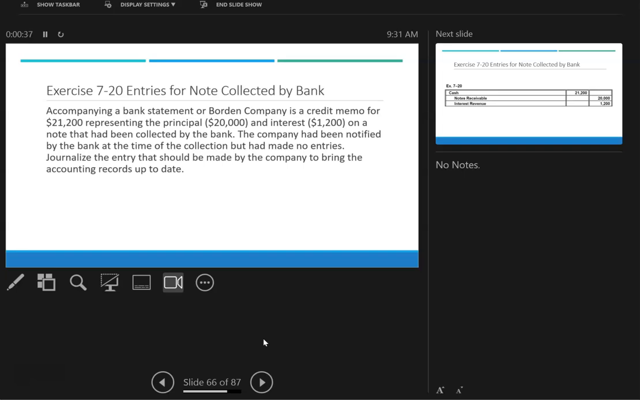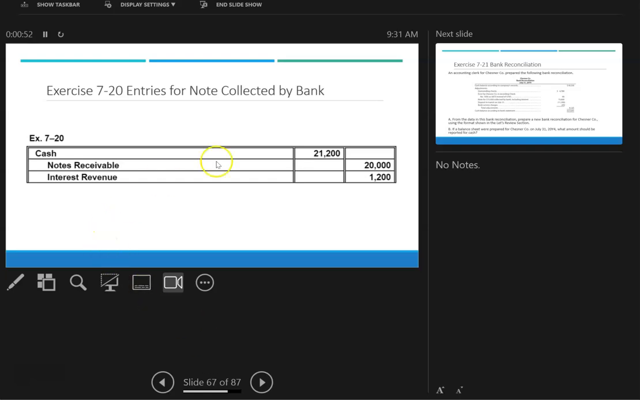So think about this, guys. On our books, we have a debit to a note receivable. The bank collected it. So now we need to show that the receivable has been received. So we will credit the note receivable of $20,000. We will credit our interest revenue of $1,200 and we'll debit cash for the full amount. Okay? Make sense?